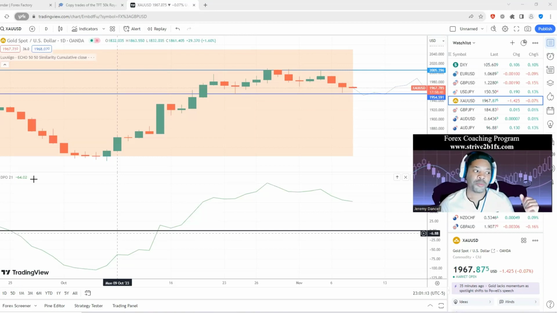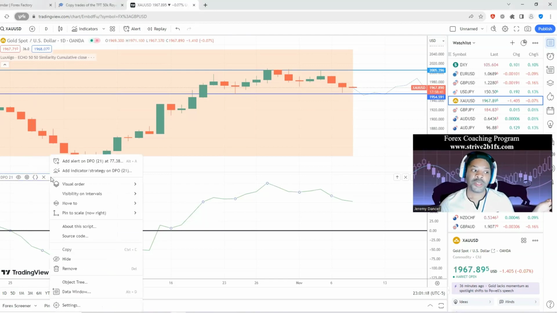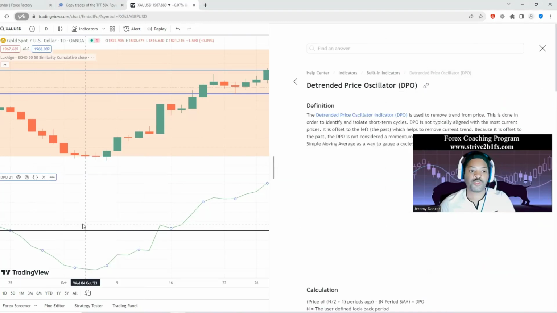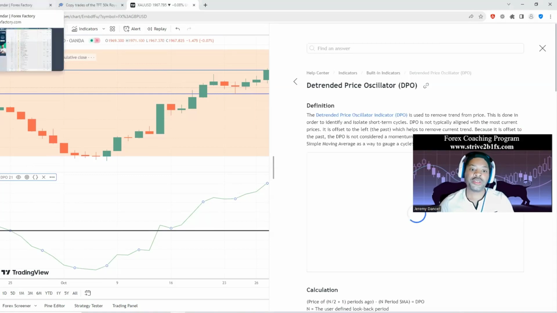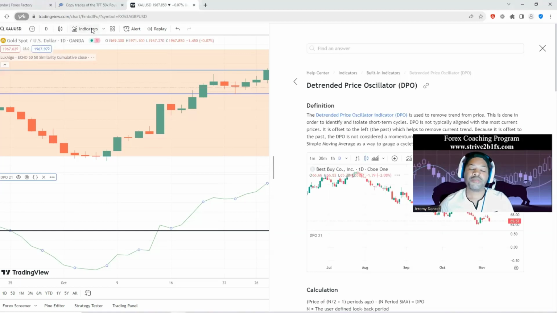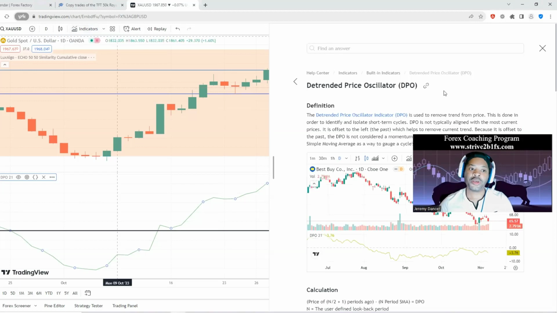I could just open this up real quick just so you guys can see this. I definitely recommend using this. It's a great tool. If you go to the about this script, this right here is the full indicator, and you can just search for it on your indicators if you wish to add this onto your TradingView. Just click on indicators, and in the search bar, type in detrended price oscillator, and it will pop right up for you.